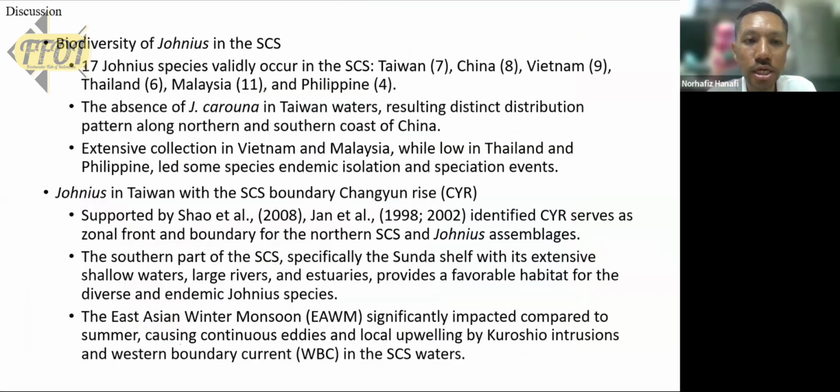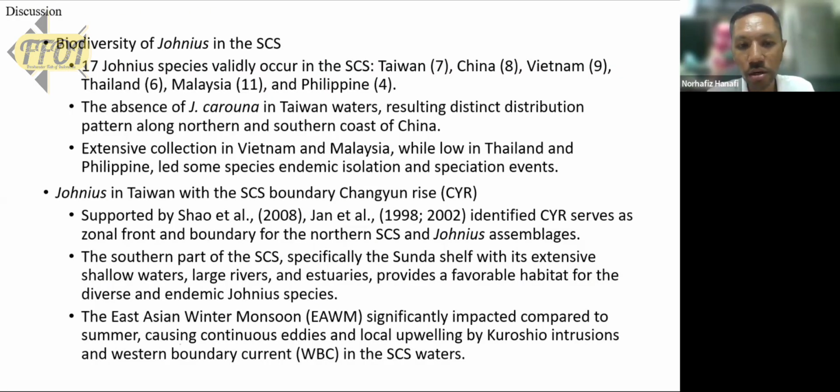Okay, biodiversity di SES sebenarnya kita dapat 17. Tapi I just find out the absence of genus Karuna in Taiwan. So jadi actually some geographical pattern ada, they have some difference in southern China and at Taiwan. So I believe they have some geographical difference.